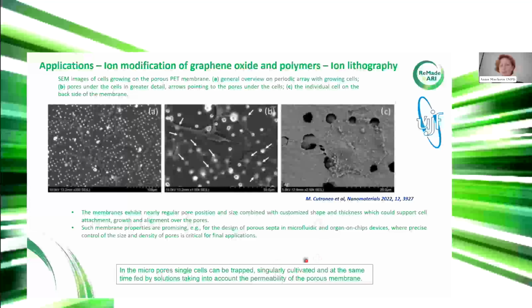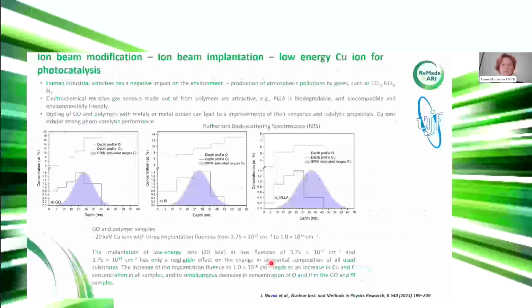Of course, if the pore is too large, then the cells can go through. But it means that we hope it could be a more robust technology to create pores of different shapes depending on the application. So this is very interesting. And the last example is connected with copper implantation.